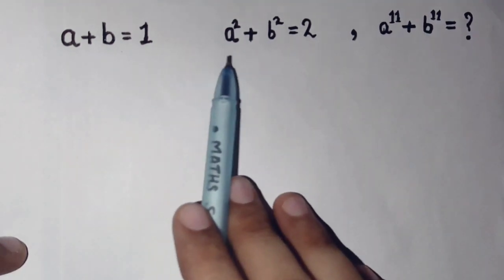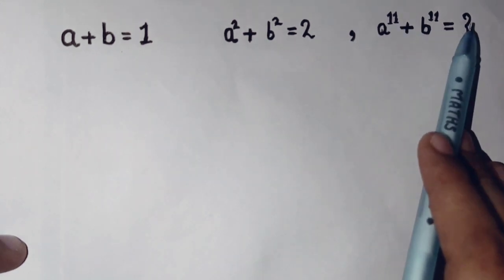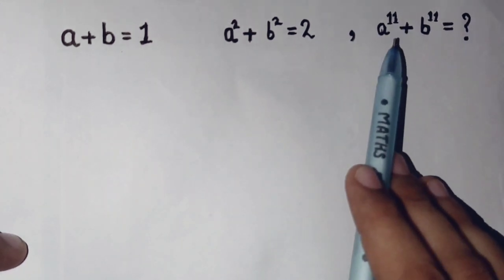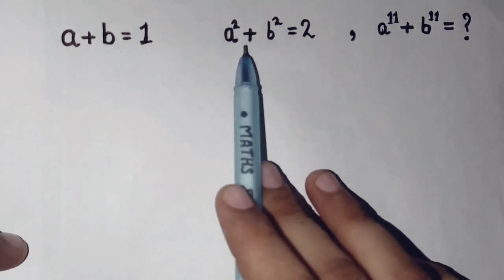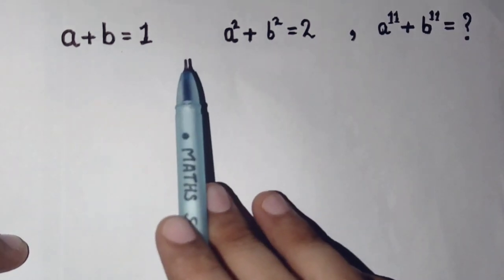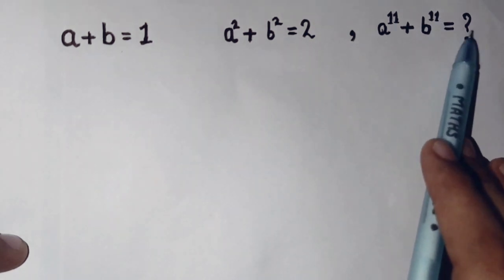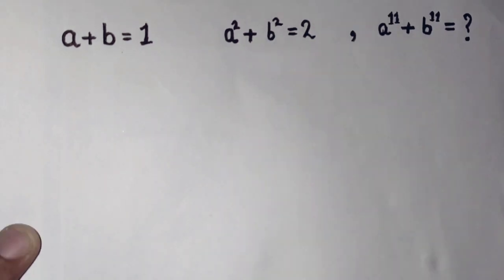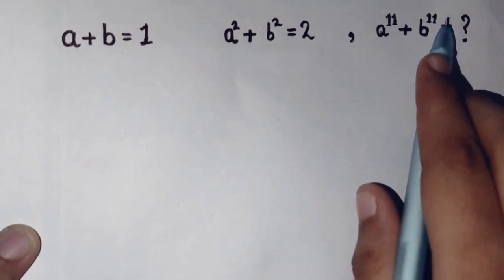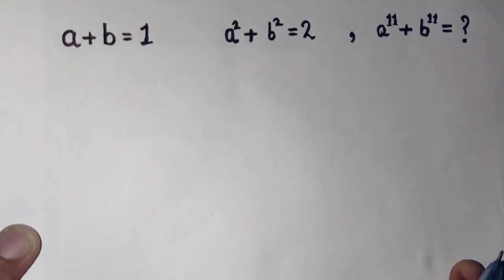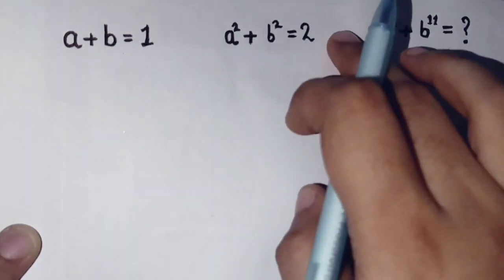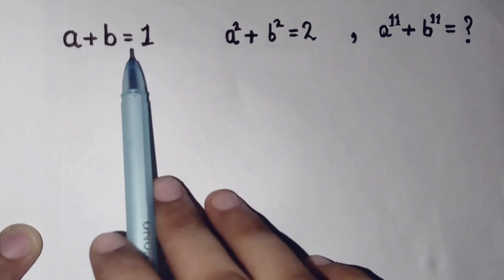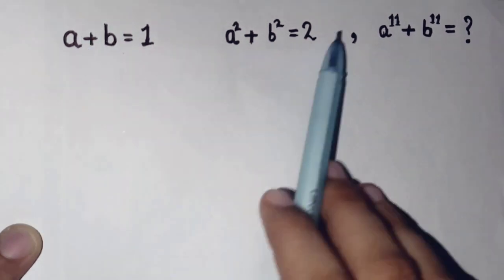I don't know any identity, any rule for a power 11 plus b power 11. If we had a rule for a power 11 plus b power 11 in terms of a plus b and a square plus b square, we could easily find the value of a power 11 plus b power 11. Unfortunately, I have no such rule or identity. So what should we do? Pay attention. For these two given equations, we are going to apply many operations.